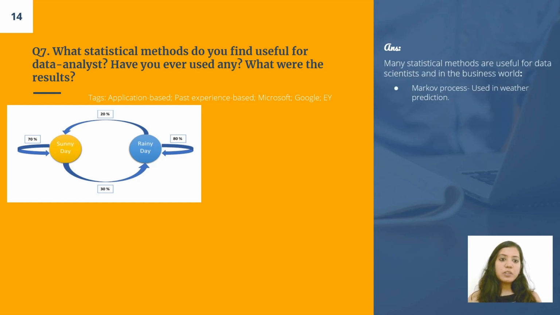Starting with the first one, which is the Markov process. Markov process is a process which is based purely on probability. If you can see this image over here, the most common example application of the Markov process is in weather prediction. I'm going to explain this process with a small Excel to explain it more clearly.